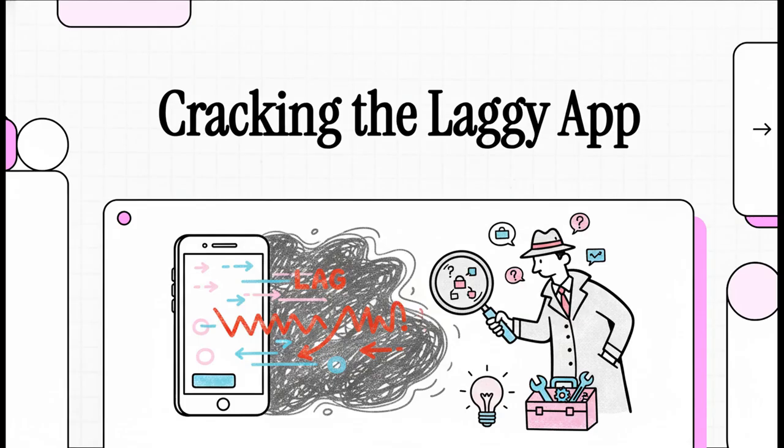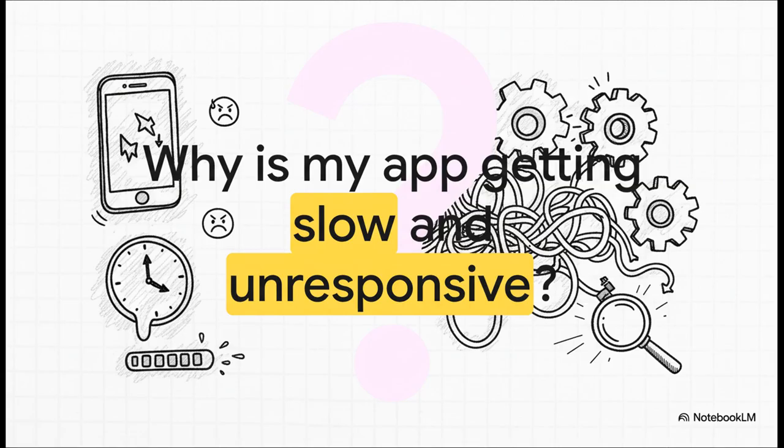laggy SwiftUI app. This is the question that keeps us up at night, right? That perfectly smooth scrolling starts to stutter, buttons feel like they're stuck in molasses, and loading screens just hang there for way too long. It's frustrating for you as the developer, and you know it's a terrible experience for your users. So what is actually going on under the hood?